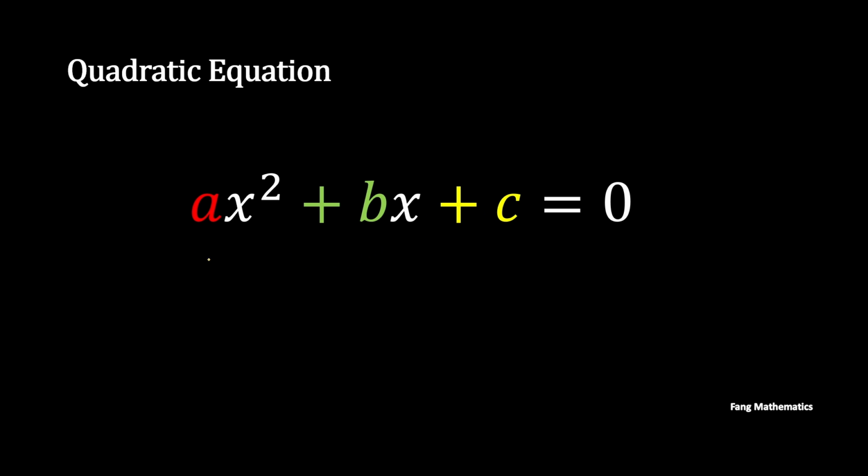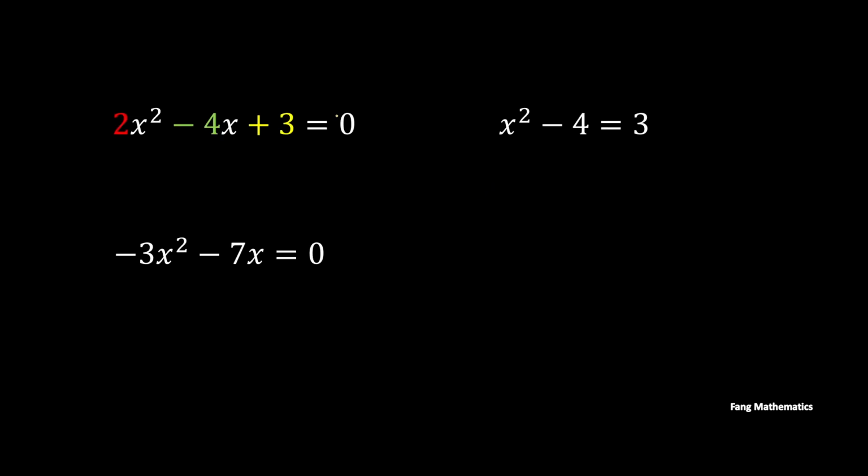And let's talk about A. A is the leading coefficient, the multiplier that is attached to x squared, while B is the coefficient attached to x to the power of 1, the linear term. And C is the constant of the quadratic equation. Let's determine the A, B, and C for these three quadratic equations.